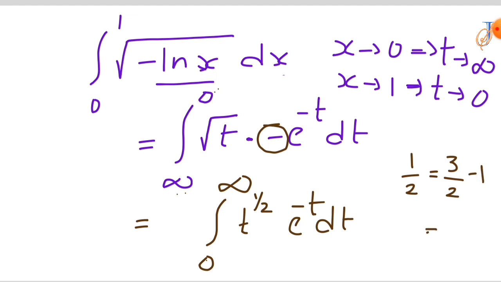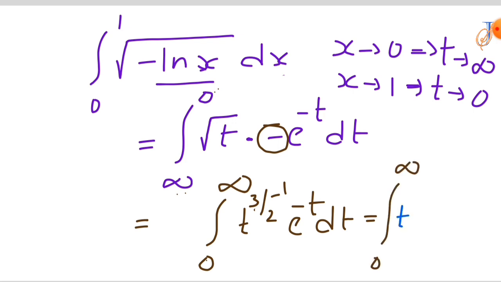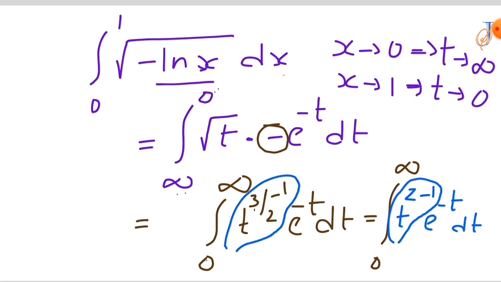When you take the LCM, then you will get 1 by 2 only. So instead of 1 by 2, we can write 3 by 2 minus 1, because we are trying to convert it into the gamma function. The gamma function is defined as the integral from 0 to infinity of t power z minus 1 e power minus t dt, denoted as gamma of z. Here in our expression we have t power 3 over 2 minus 1 times e power minus t dt. That means our z value is 3 by 2. So our integral expression is converted into the gamma function.